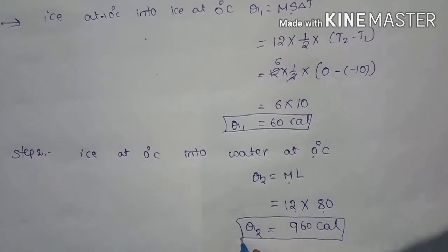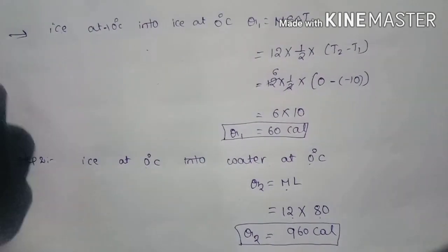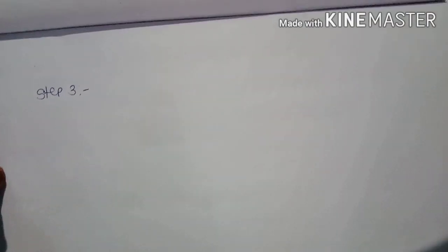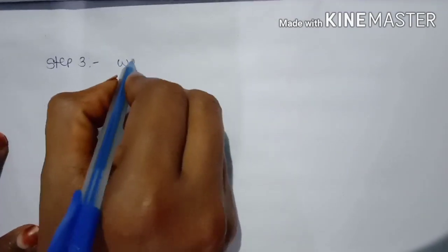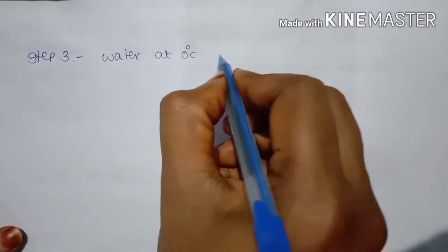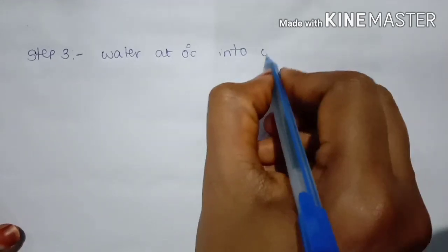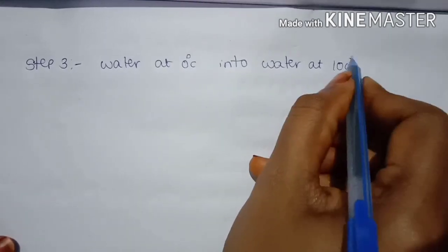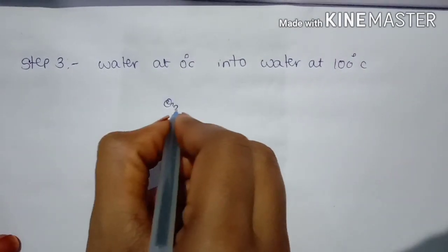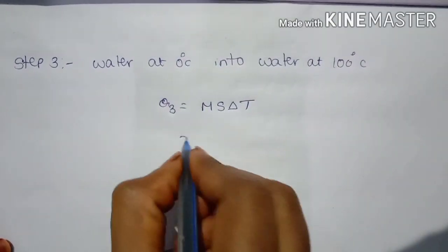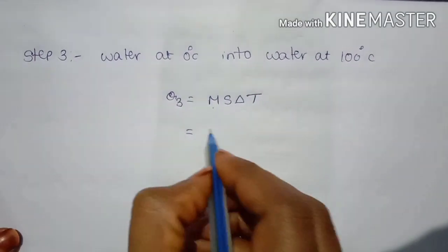And we can go to step 3. Already you know what step 3 is. Here we convert water at 0 degrees to water at 100 degrees centigrade. By following these steps we can easily solve this type of sum. Which formula do we have to use? Think, here there is a temperature difference, 0 degrees and 100 degrees. So Q3 equals m s delta T, and you already know the m value is 12.